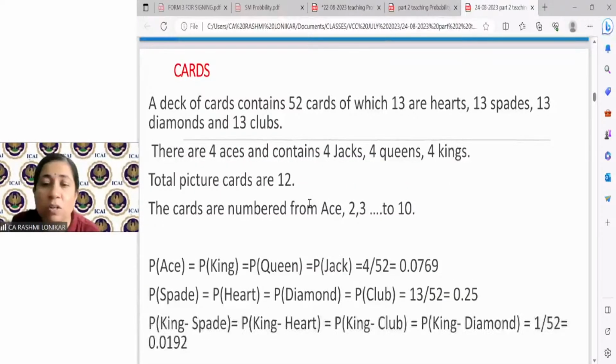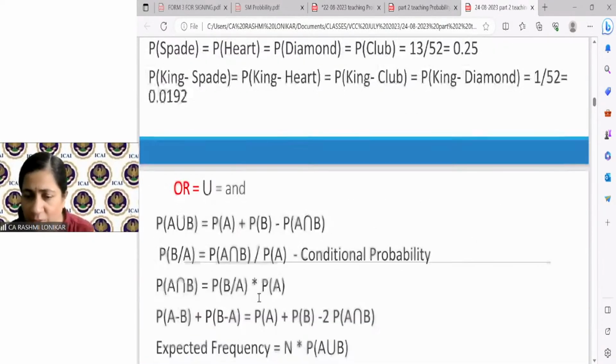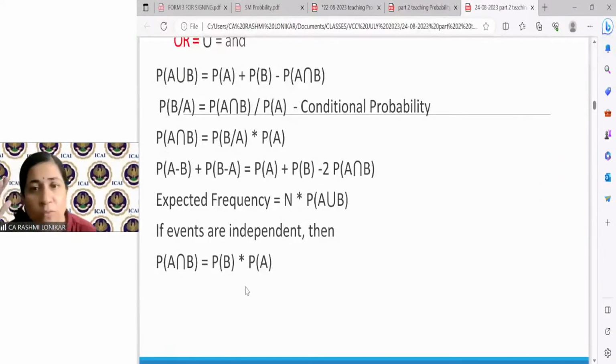Then we talked about cards. We described cards. There are 52 cards in total. Out of them, 26 are red and 26 are black. Then we have 12 picture cards and the others are non-picture cards. Then you have four aces in the deck, 4 kings, 4 queens and 4 jacks. These are the usual formulas that we are using.